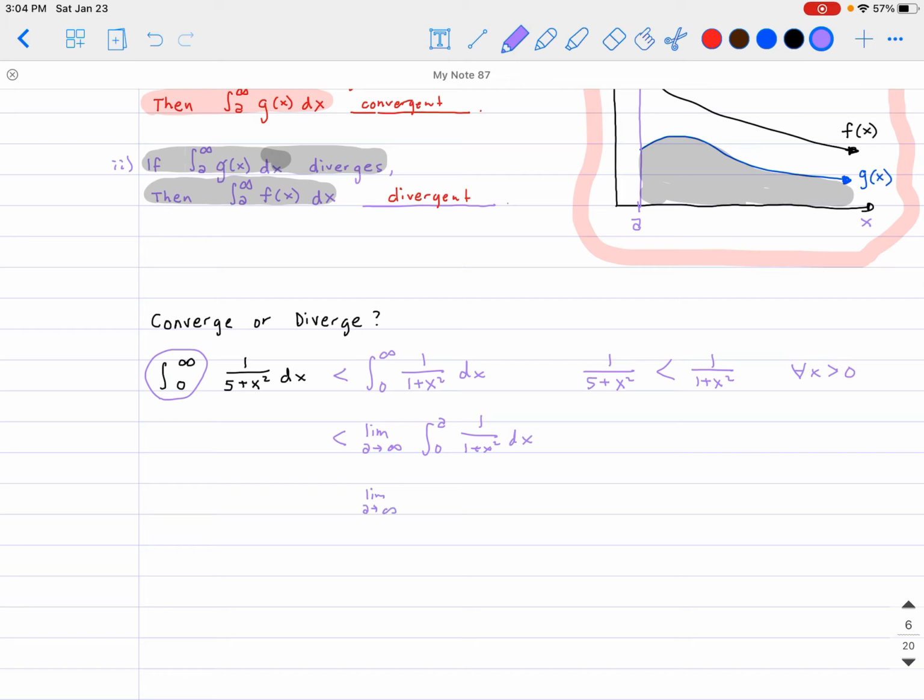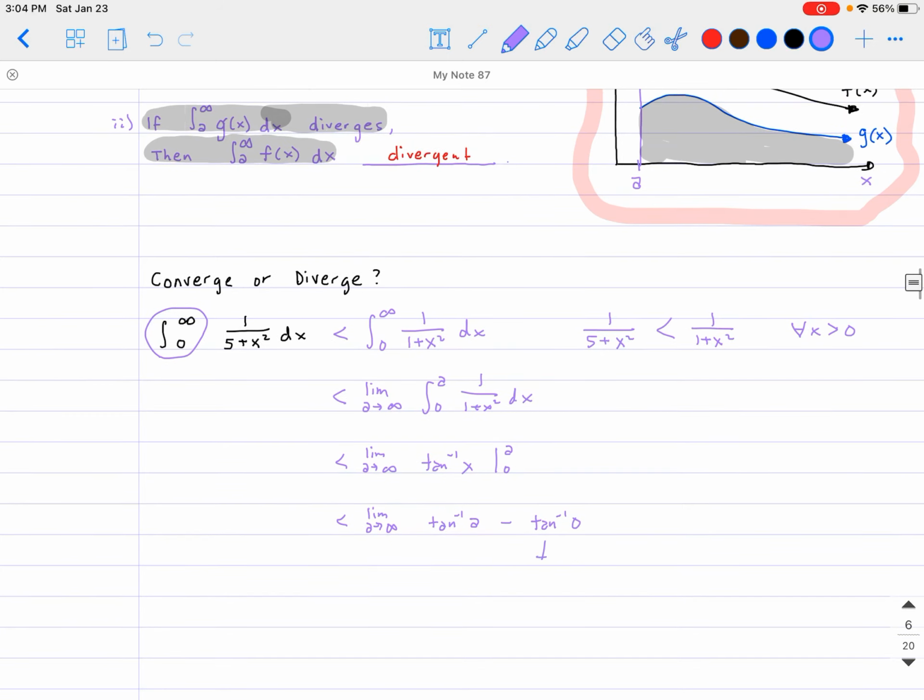So the limit as a approaches infinity of tan inverse of x, with boundary from 0 to a once again. Then for this part, it's the limit as a approaches infinity, plug in the boundaries. So tan inverse of a, minus tan inverse of 0. This guy is equal to 0, so that's easy enough.